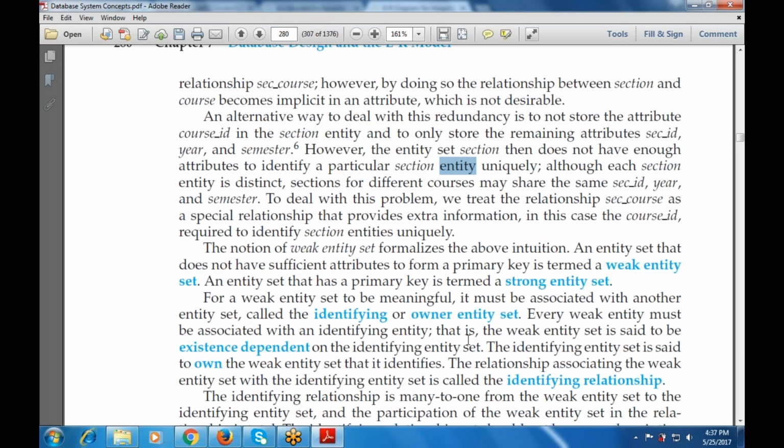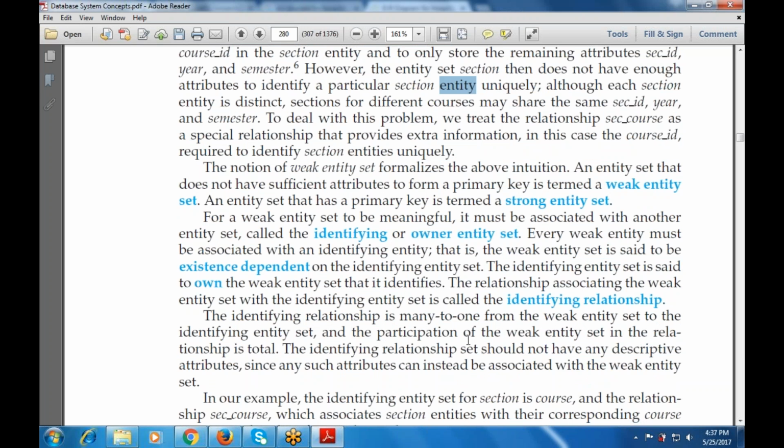And this is said to own the weak entity set. It may be designed with the weak entity, defined with the identifying relationship. That may be many to many, many to one, and one to many, from the weak entity set to the identifying entity sets. And the participation of the weak entity set in the relationship is total.